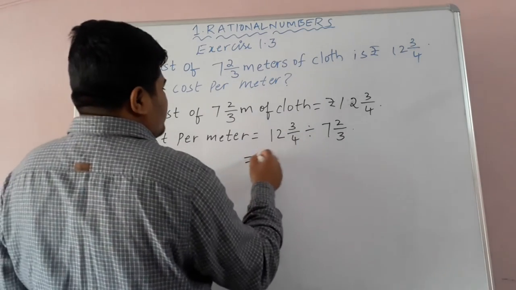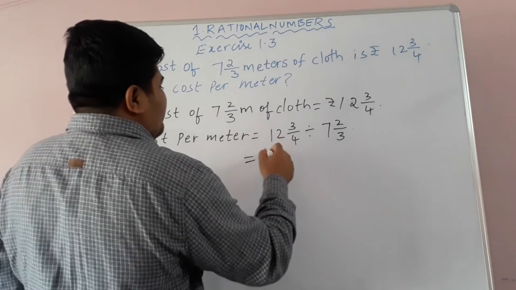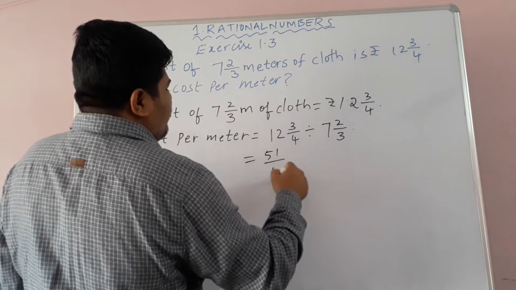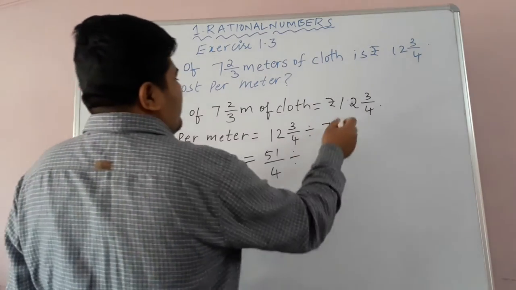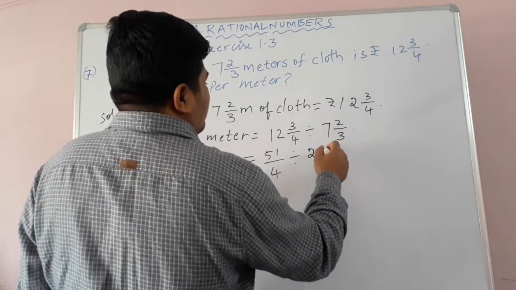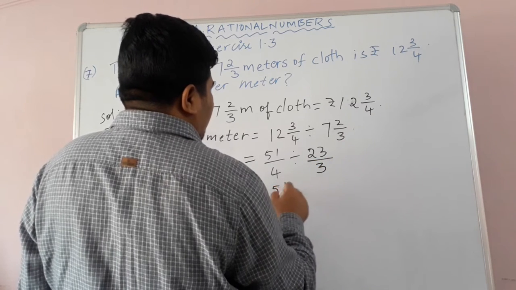So how? 4 12s are 48, plus 3 is 51, so 51/4. Divided by 3 7s are 21, 21 plus 2 is 23, so 23/3. Now children, fraction divided by fraction.